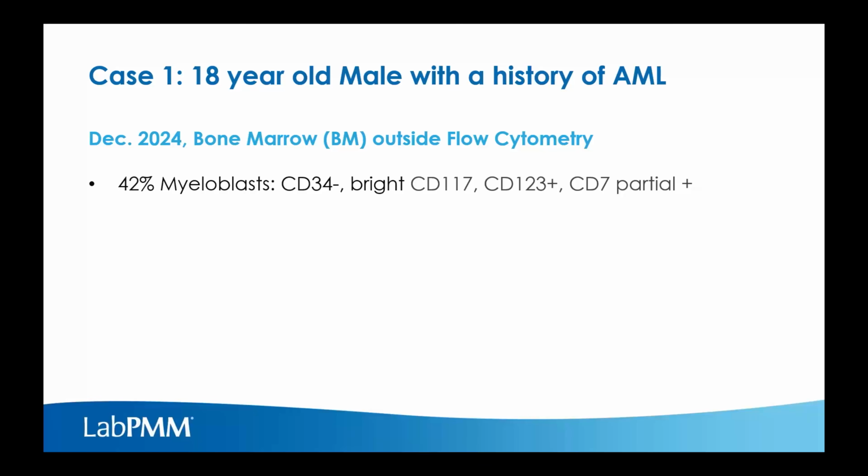This is an 18-year-old young man with a history of AML. In December 2024, outside flow cytometry performed on a bone marrow aspirate showed about 42% aberrant myeloblasts that are negative for CD34 and have relatively bright CD117, some dim CD123, and a little bit of CD7.